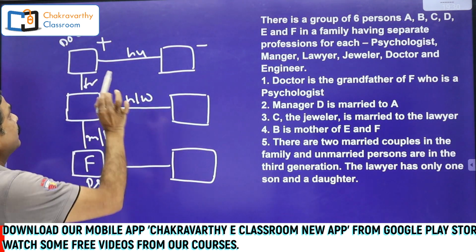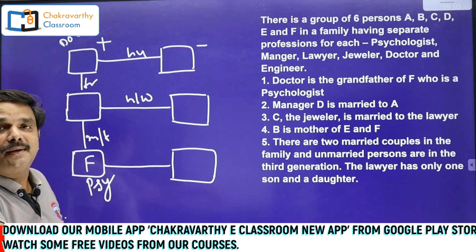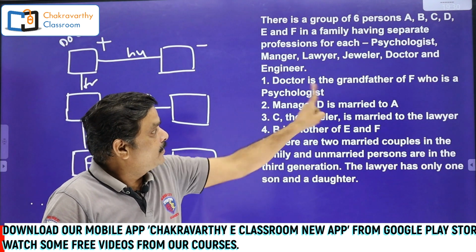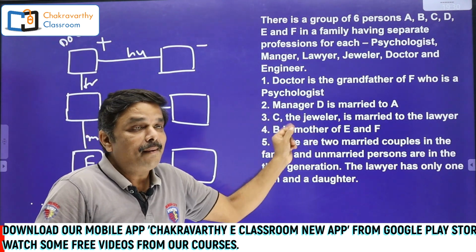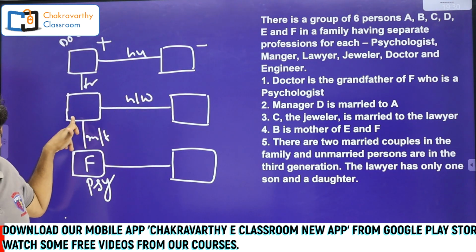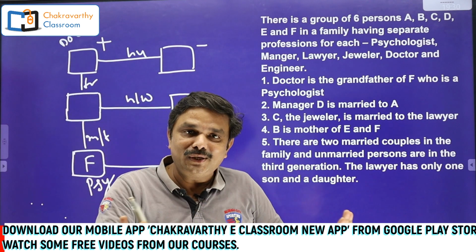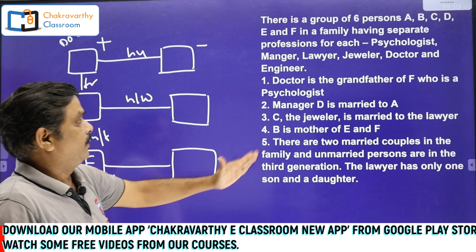That means D must be one among the four, not these two, because D is married, and that too manager. D's profession is manager. For that reason, I cannot keep D here because it is doctor. D can be here, here, or even here. Three equally possible places are there. Keep this information aside. Now go for the next information.